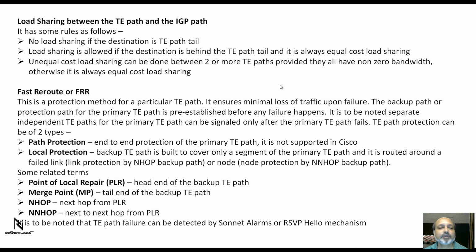Now we come to the very last issue of this traffic engineering part, and that is fast reroute or FRR. Very interesting issue. This is a protection method for a particular TE path. It ensures minimal loss of traffic upon failure. The backup path or protection path for the primary TE path is pre-established before any failure happens. It is to be noted that separate independent TE paths for the primary TE path can be signaled only after the primary TE path fails, right?